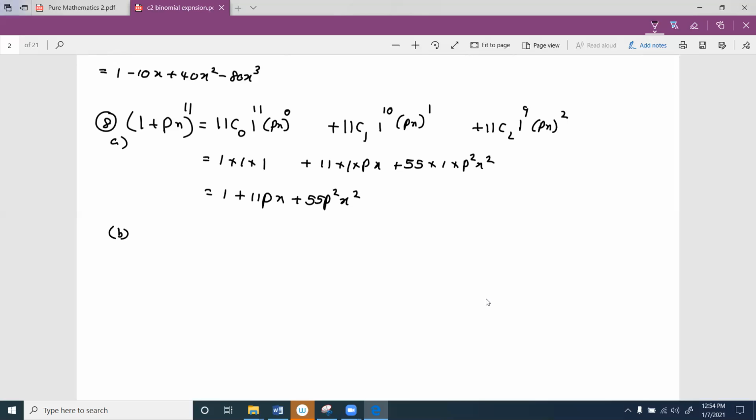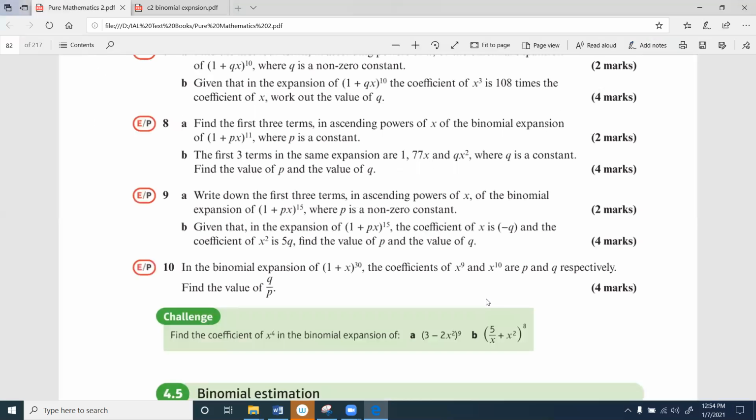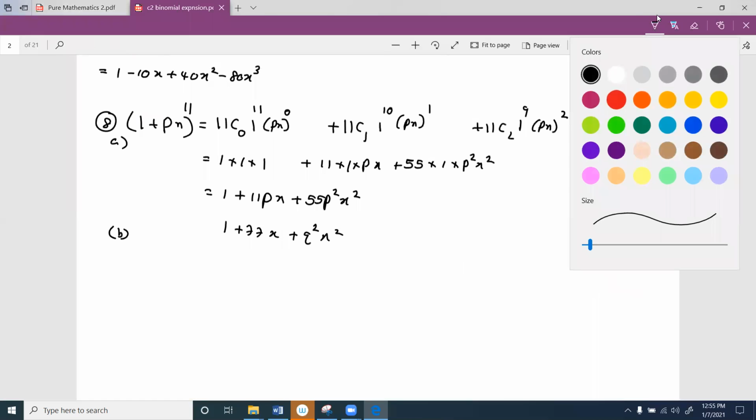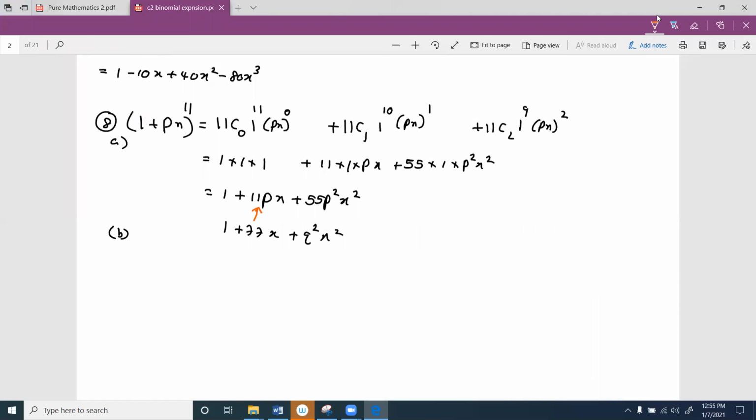In part B, the first three terms of the same expansion are 1, 77x and qx squared. Find the values of p and q. So this is 1 plus 77x plus qx squared. In this case, they want to find out what is p and what is q. It's pretty simple. You can say this term is this and this term is this. So simply you can write this answer.